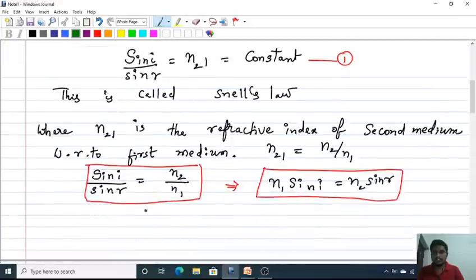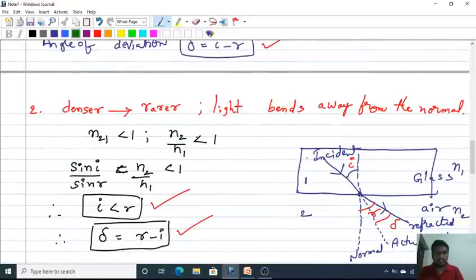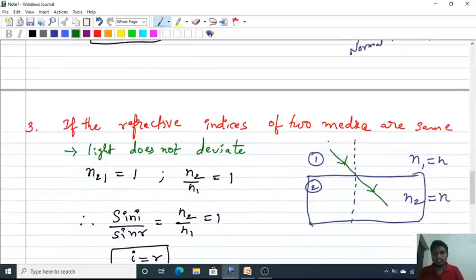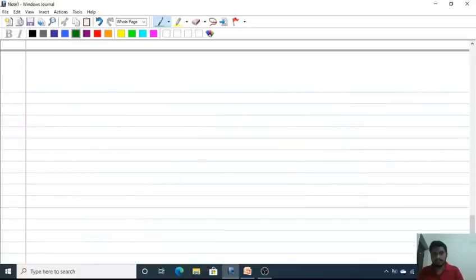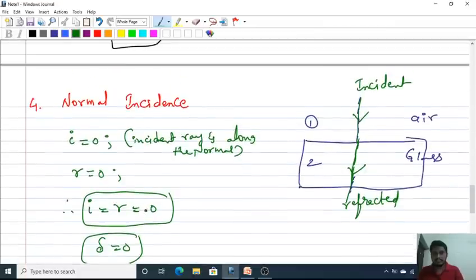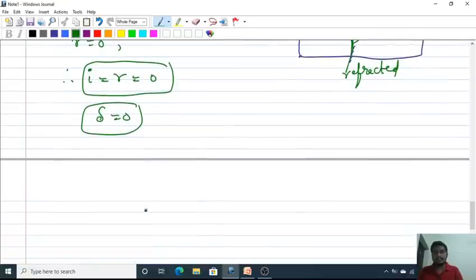Okay, the first case is light traveling from a rarer to a denser medium; it bends towards the normal. When light travels from a denser to a rarer medium, it bends away from the normal. And if light is traveling between two media of the same refractive index, it does not deviate from its actual path. If the light strikes the medium interface along the normal, it also does not deviate from its actual path.